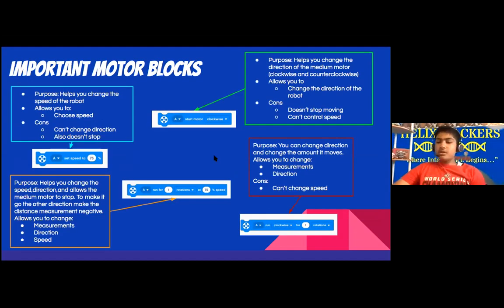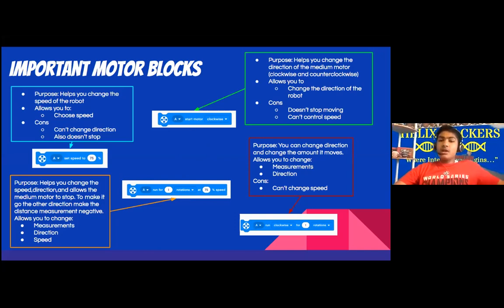So these are the important motor movement blocks. As you see on the top left, the purpose of this block is to help you change the speed of your medium motor or one of your motors. The problem with this block is that you can't control direction, and it never stops because you're not giving it a value like rotations, degrees, or seconds to stop. So this block will just keep going forever.